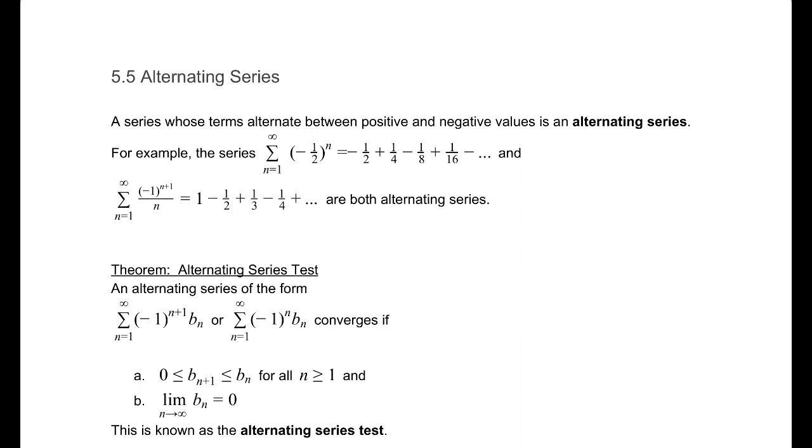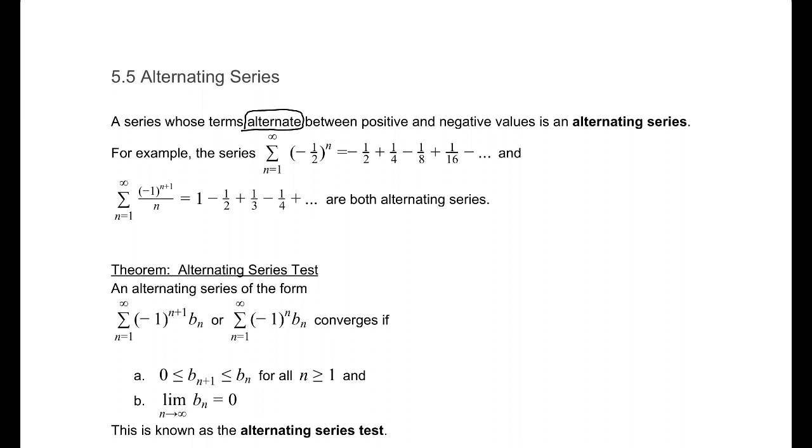A series whose terms alternate, and that is where the name comes from, between positive and negative values is an alternating series. For example, the series from 1 to infinity of negative 1/2 to the n is negative 1/2, positive 1/4, minus 1/8, plus 1/16, minus 1/32, etc. It swaps between positive and negative at each term. And another example, the sum from 1 to infinity of negative 1 to the n plus 1 over n is positive 1, negative 1/2, positive 1/3, minus 1/4, etc. Both of these are alternating because they alternate between positive and negative values.